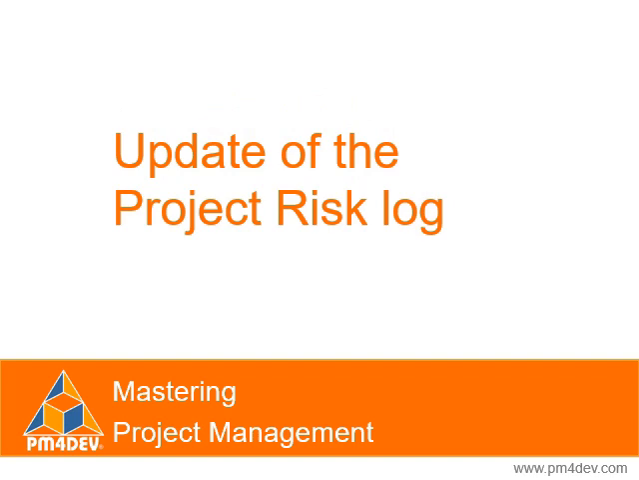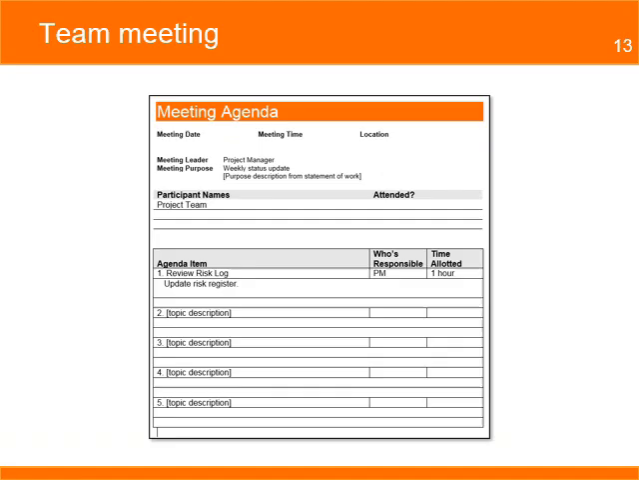Update of the project risk log. For the next weekly team meeting, you add in the agenda the need to update the risk log. You ask the team members to bring with them any information that will help in this review. You want a review of the current risk in the log and to include any new risks they think can occur in the project during the next and last month.